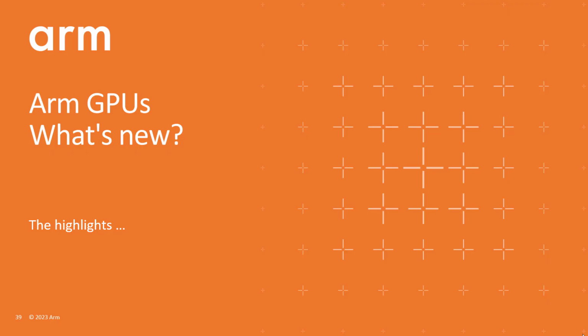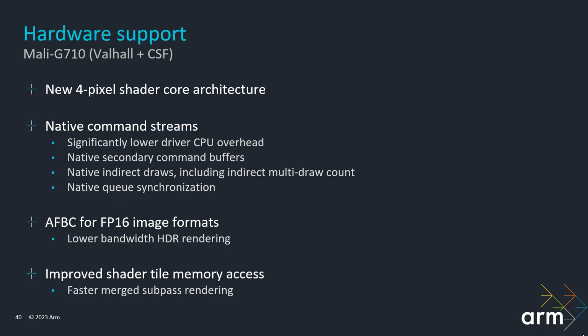To wrap up, I just want to talk very quickly about what's new in the devices that you'll be targeting on the market this year. Last year's new devices are now becoming more mainstream. So this is the Mali G710 family, which includes the Mali G610, the G510. These are Valhall architecture GPUs with our command stream front end. It's a 4 pixel per clock shader core chassis, so it's twice as big per core as the earlier generation.